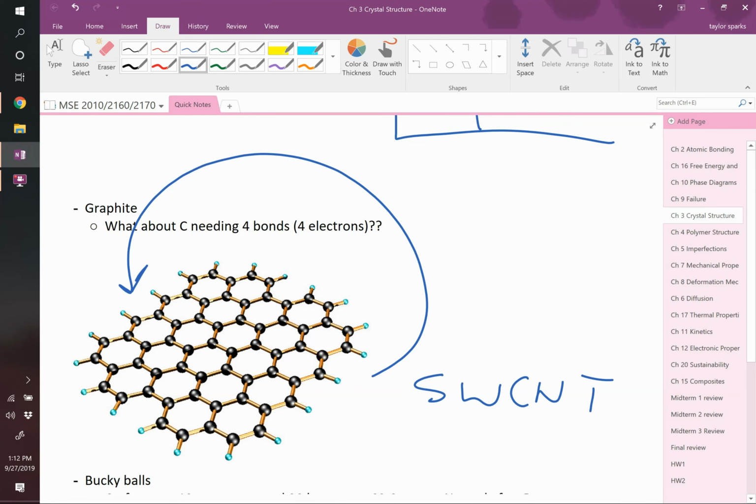Why do we care about this? What do you use carbon nanotubes for? Are they good for anything? Fancy glass. You use them for fancy glass. What else are they good for? Medicine? Yeah, they do use them for medicine, for treatment.